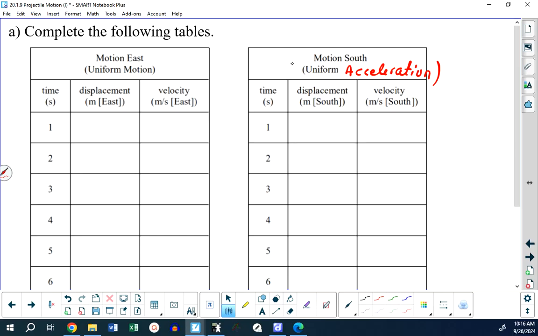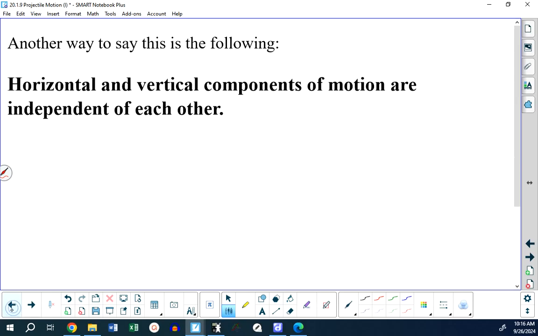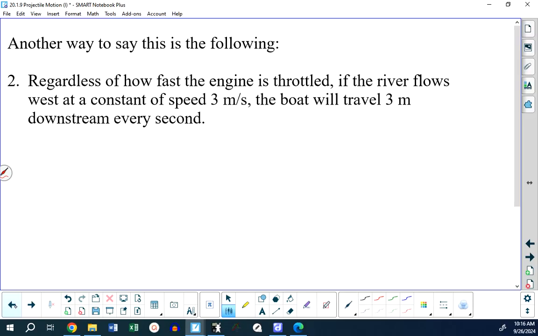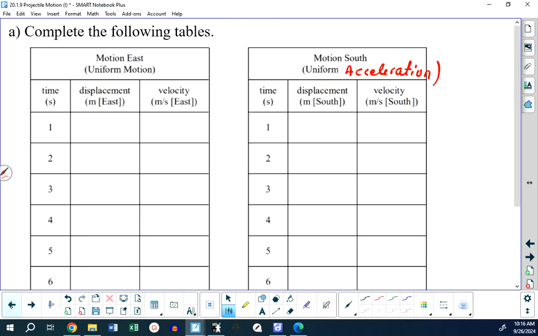If we read the question carefully, the river is flowing east at 8 meters per second. That means that when we fill in the column that talks about east, we use uniform motion physics. We use speed equals distance over time.